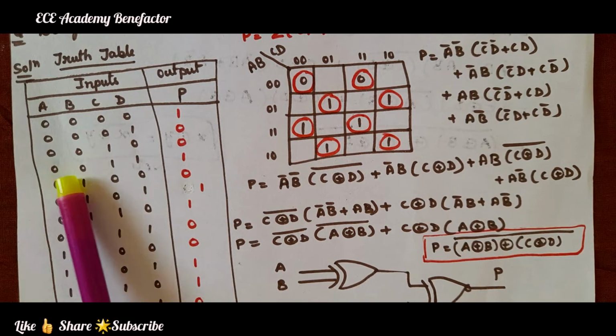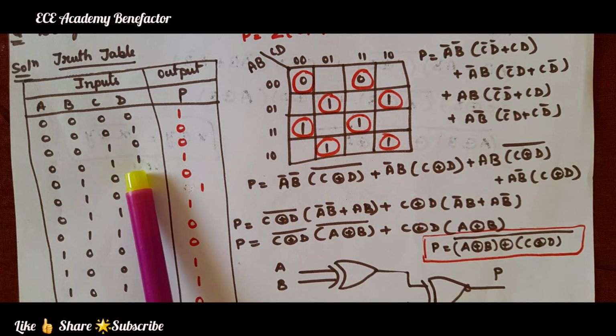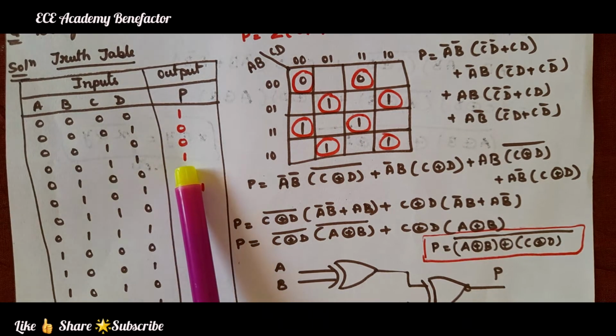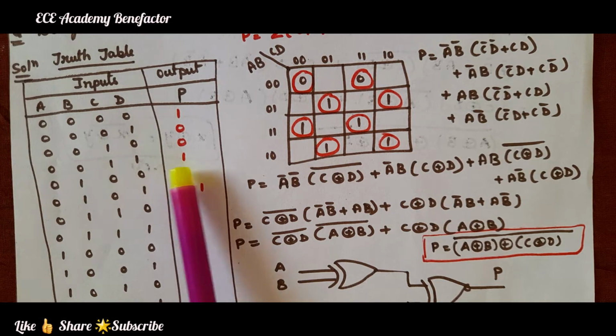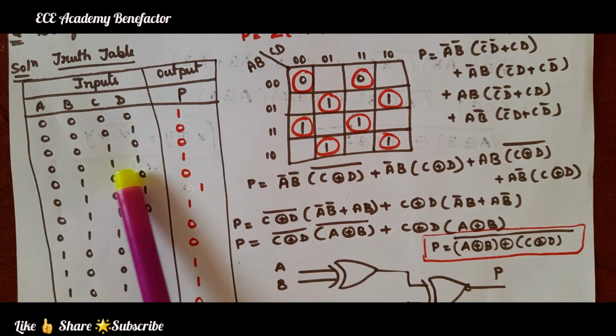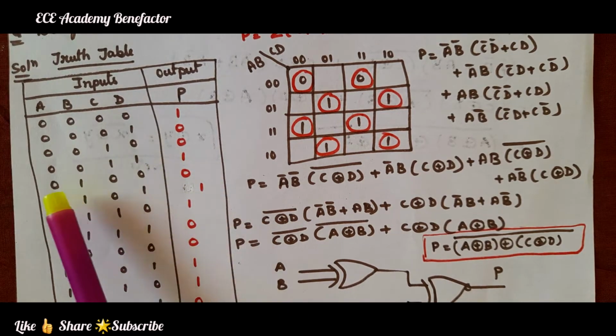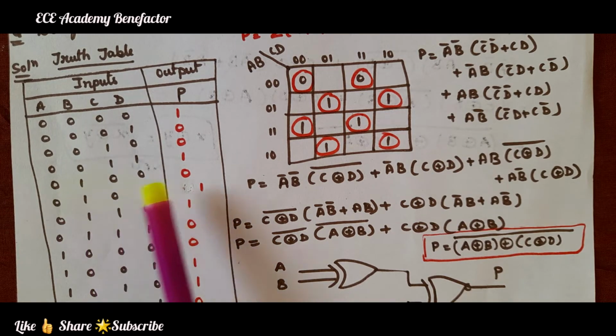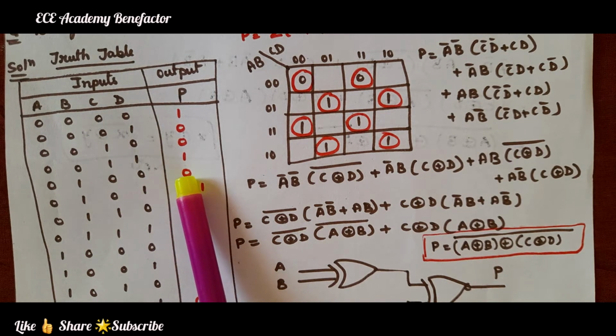0011. So, the number of ones is even. Even means we have to make this odd. So, the parity is set as 1. So, the number of ones including the bits and parity is 3, which is odd. Now, 0100, the number of ones is odd. So, the parity bit is set to 0.